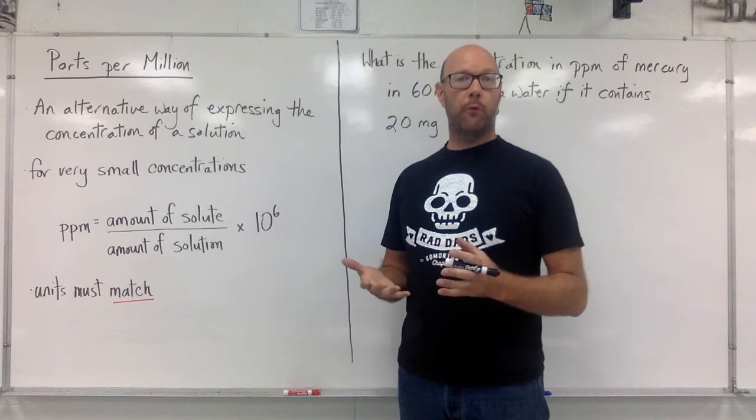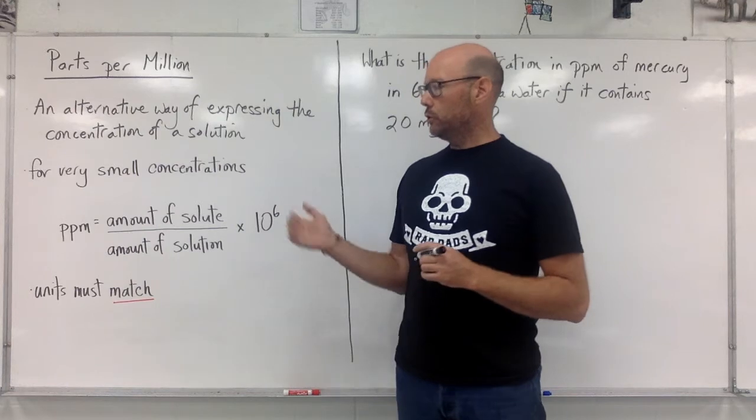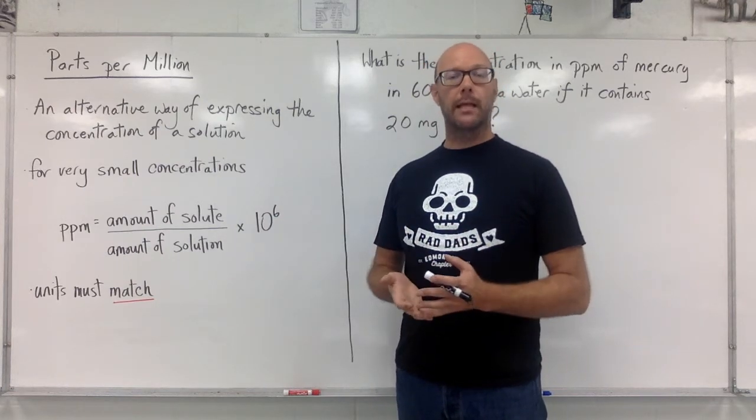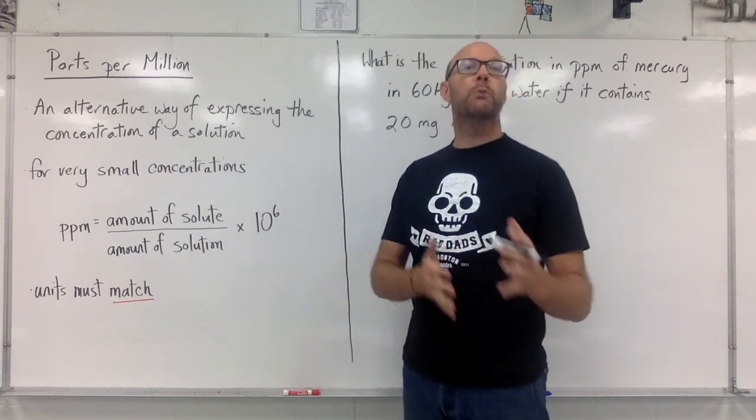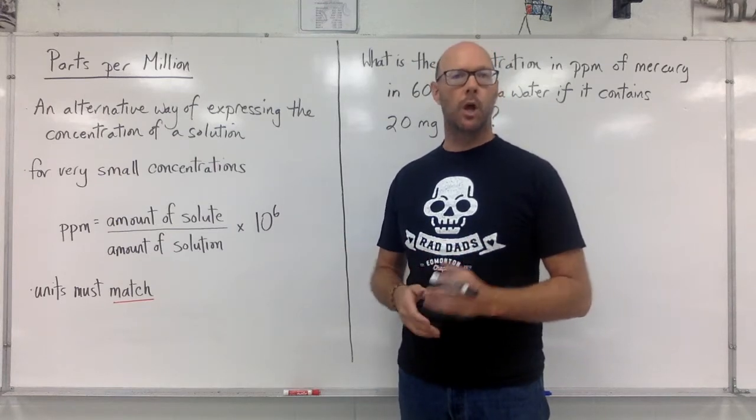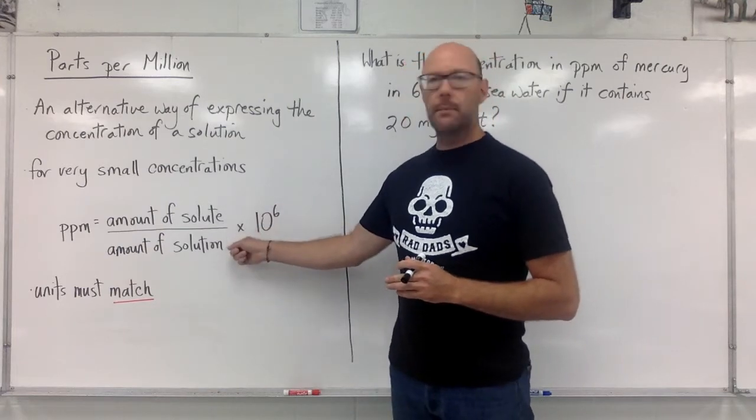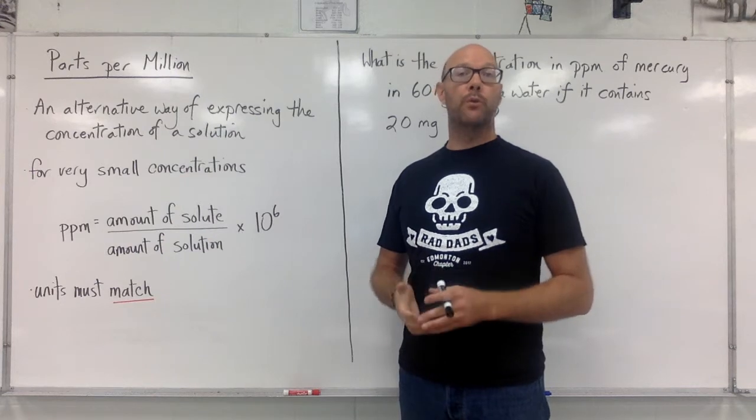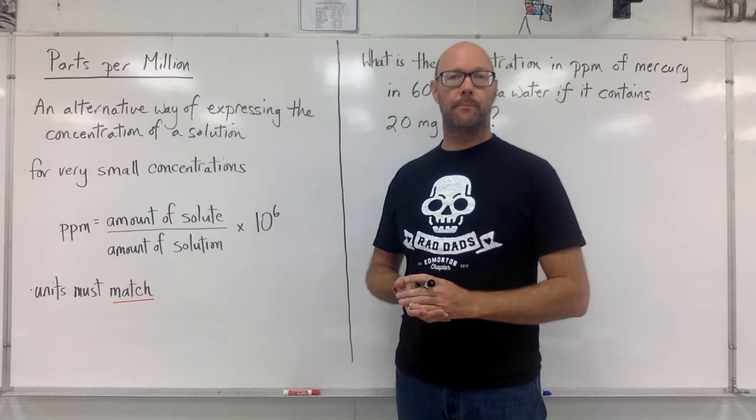It has the same formula at first glance as percent, amount of solute over amount of solution. But instead of multiplying by 100 like we would for percent, here we're multiplying by a million. It's parts per million, so we have this 10 to the power of 6. Once more, the units must match. The amount of solute and the amount of solution have to be in the same units, both grams, both milligrams, both anything, as long as the units match.